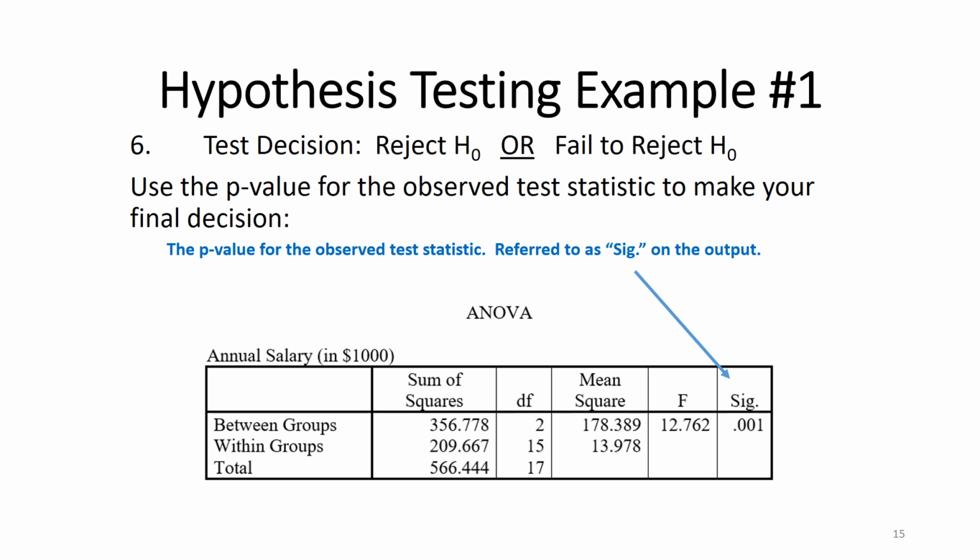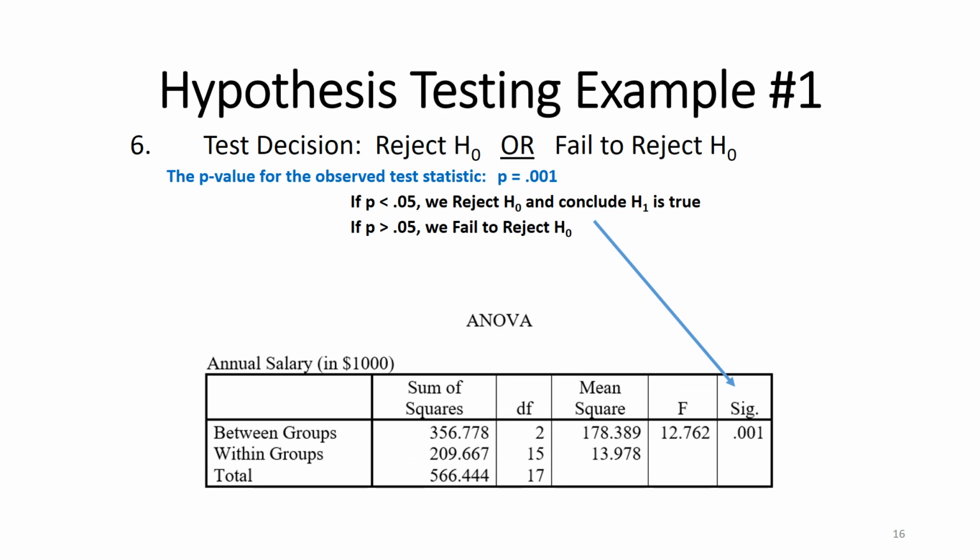So it's right next to the F. We see that the sig is 0.001, so we're going to use that to make our final decision for this hypothesis test. So let's move on to the next slide to make sure we're interpreting that p-value of 0.001 correctly. Next slide.